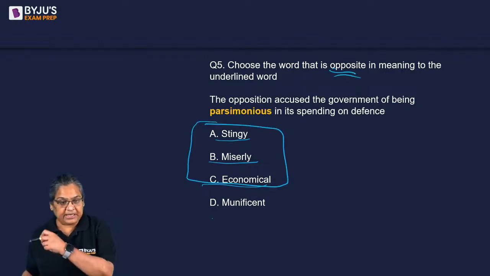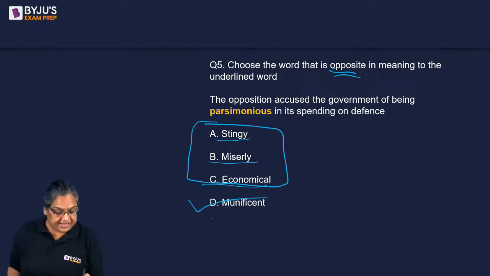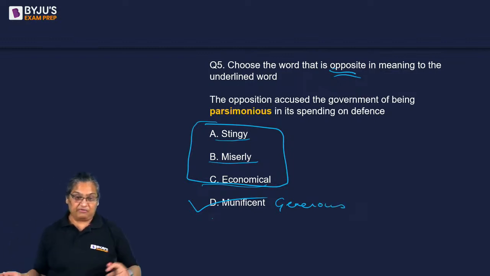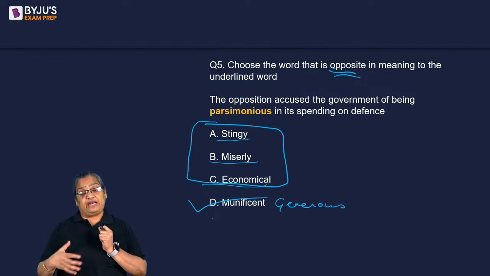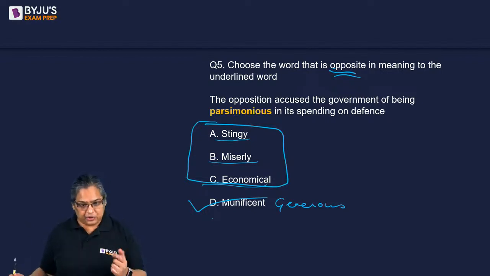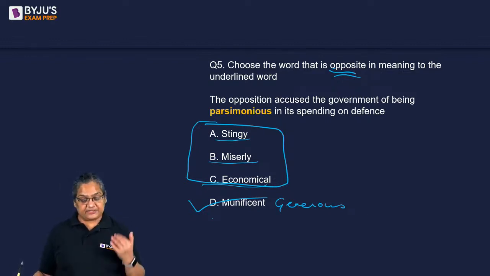I don't want the meaning. I want the opposite. Munificent means generous. The government was not generous in its spending. It tightened its fists where it came to defense. The opposition obviously criticized the government for it. So A, B and C are the meanings of parsimonious, which means miserly, economical, not spending, being very careful.